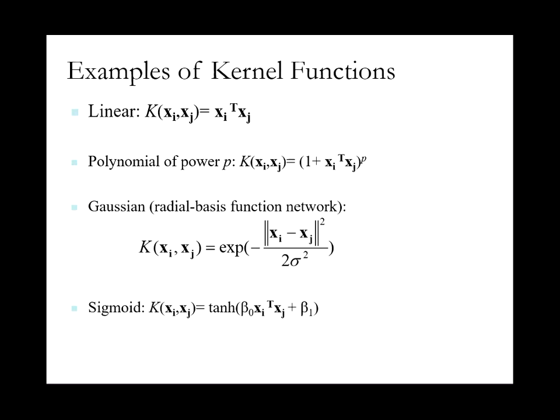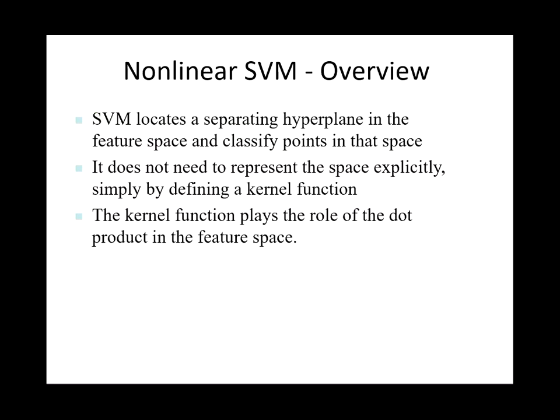And people are proving that if the distance is like a polynomial or Gaussian, all these distance functions conform to the criteria that is equivalent to projecting data to a high dimensional space. So this concept, what is the kernel trick? Why do we want to do the kernel trick?